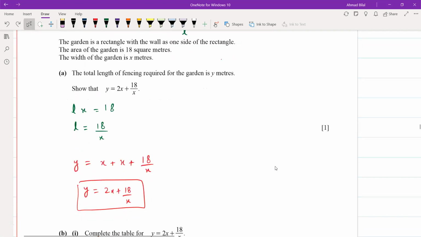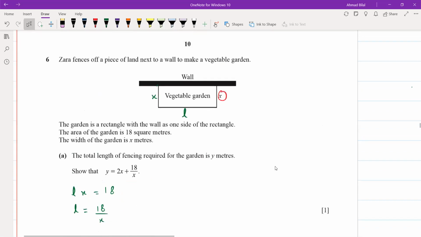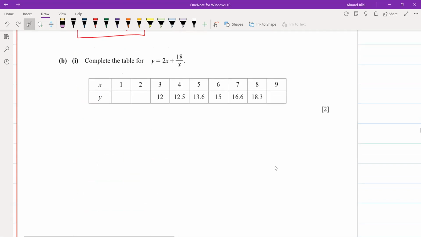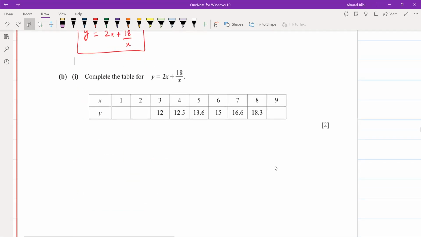We've got x here and x here and L here. Okay. Let's look at the second part. Complete the table for y equals 2x plus 18 over x. So you've got this equation.